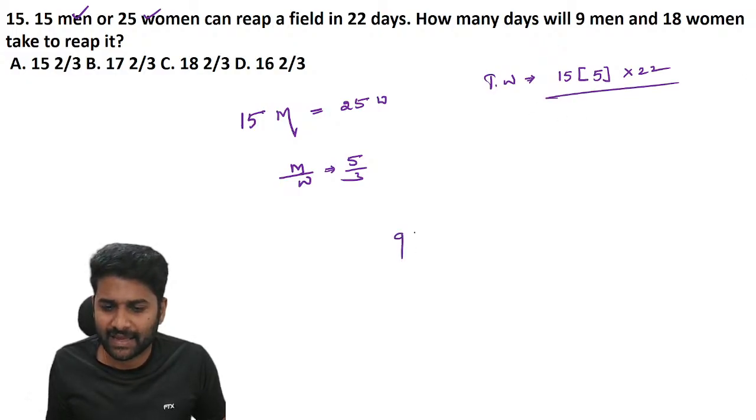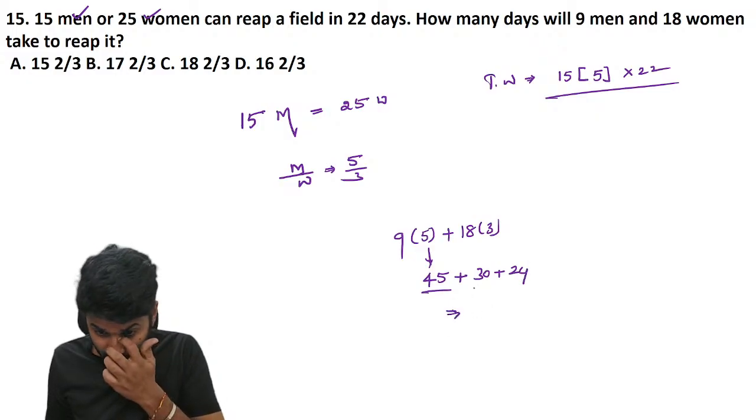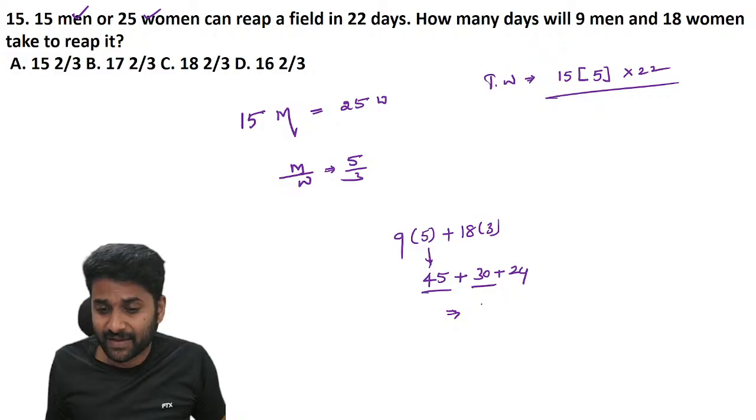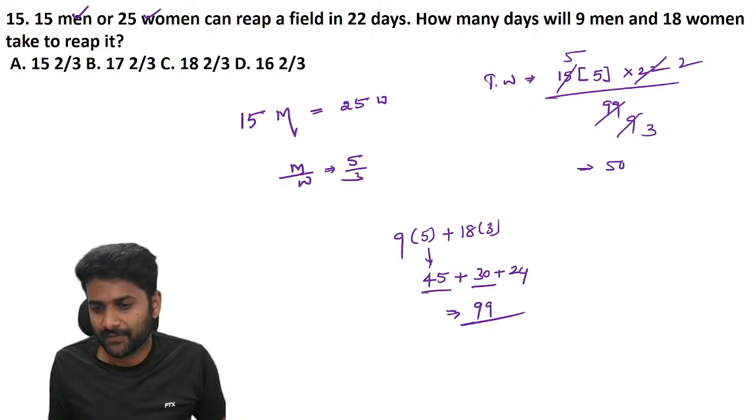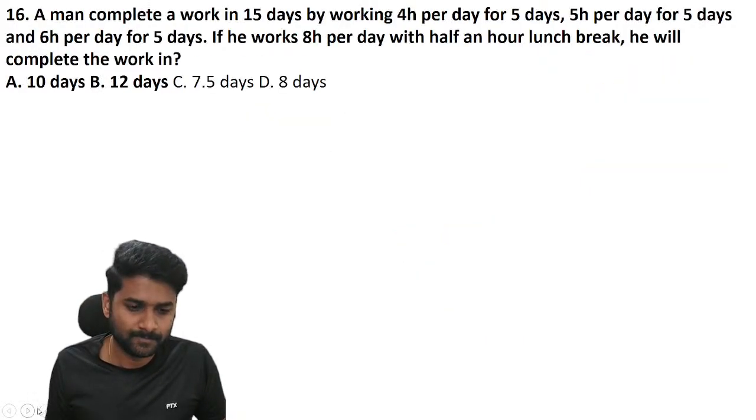Now we are assigning 9 men, so 9 into 5, and 18 women, 18 into 3. 9 into 5 is 45, 18 into 3 is 54. So the total value is 45 plus 54, which is 99. Let's check with the calculation here. 11 two times, 11 nine times. Again 3 times and 5 times. So the answer is 50 by 3. Now see, 3 ones, 3 sixes. So 16 into 3 is 48, 2 by 3 days. Next question, number 16.